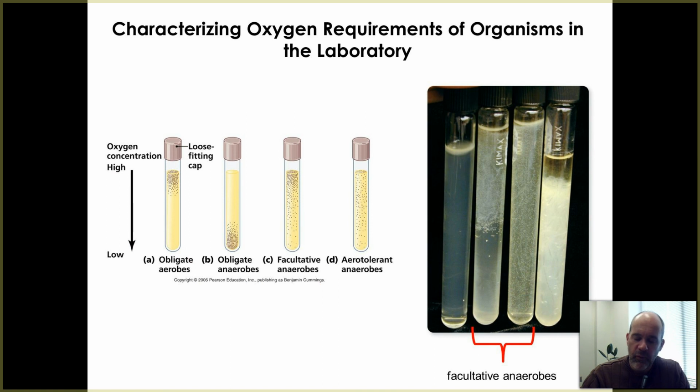All right, now when you actually run lab tests, they generally don't look like the textbook diagrams. This is more like what you would see in the lab. So if you look at tube number 1 here, notice you got a ring of heavy growth up at the top, so that's an obligate aerobe.